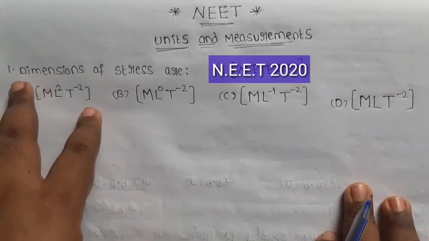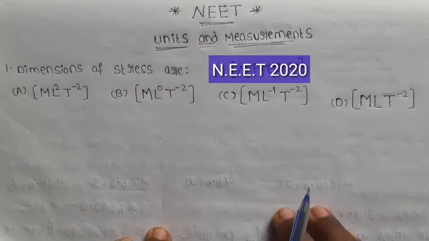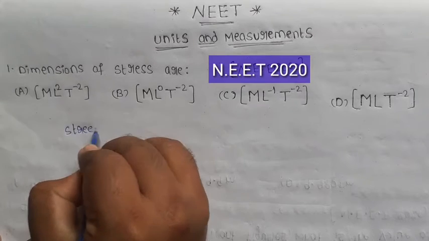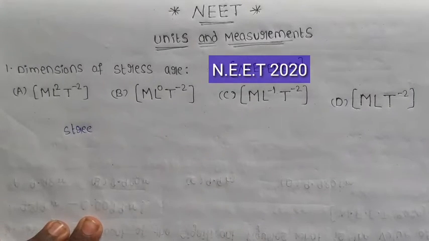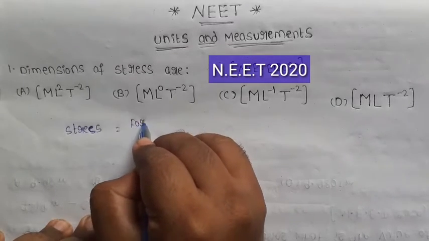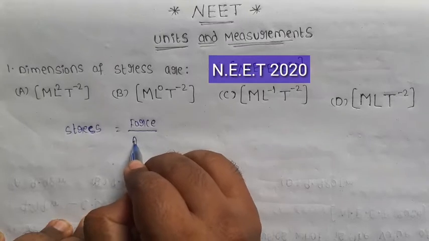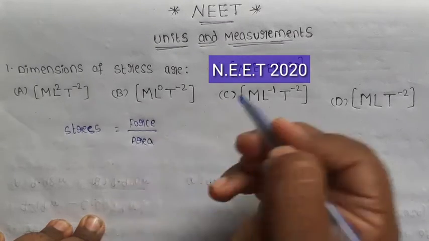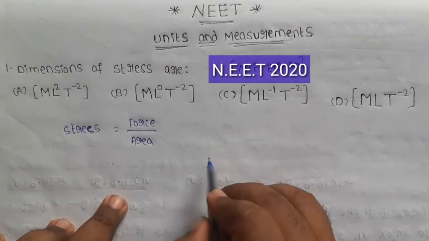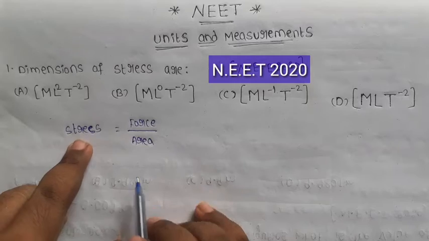Next, first question: the dimensions of stress are. So first of all, what is meant by stress? Stress is equal to the ratio of force perpendicular to the area. Okay, force per unit area. You are applying the force along unit area, that is called stress.